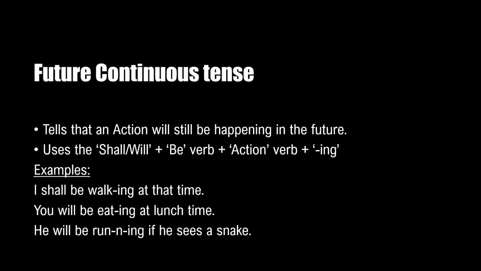I shall be walking at that time. You will be eating at lunchtime. He will be running if he sees a snake. So, what do we see here? First, we see that a shall or a will has been added before the be verb. Shall be, or will be in the three sentences. This is followed by the action verb walk, eat, and run. And then finally, we add an ing.